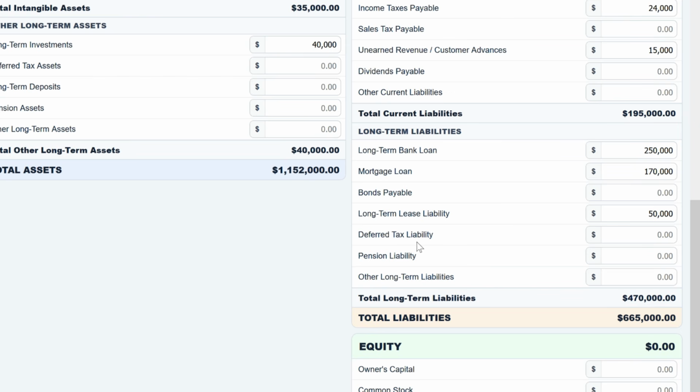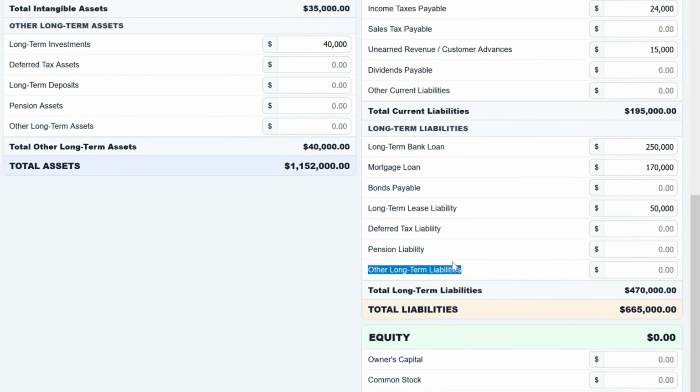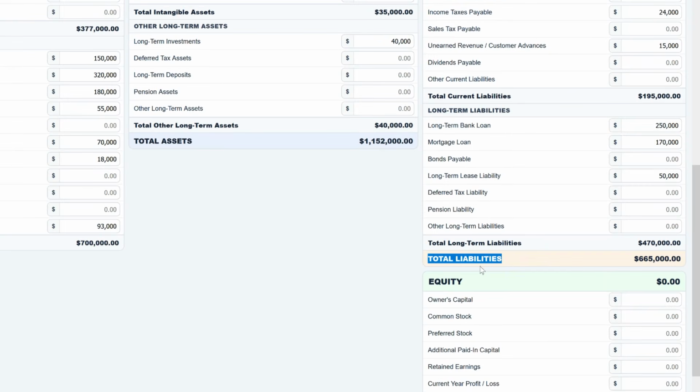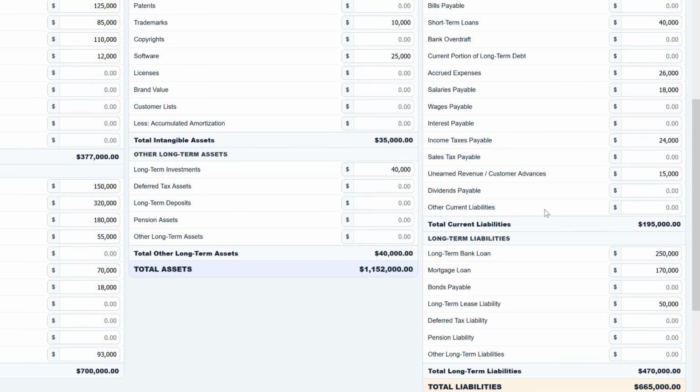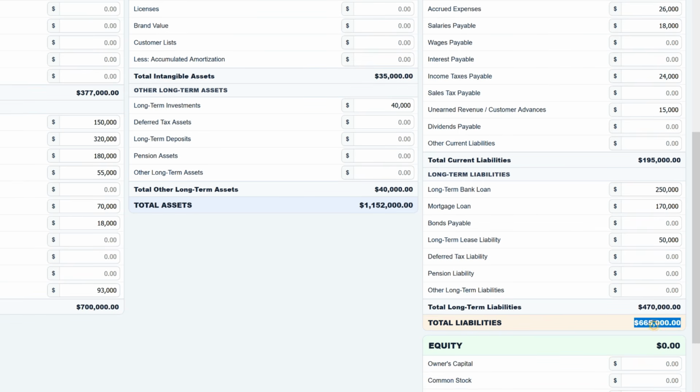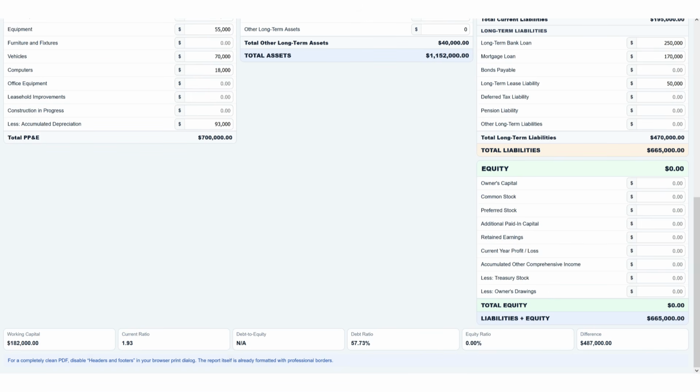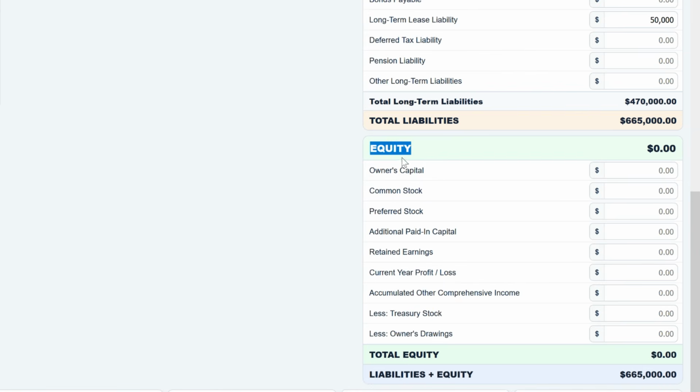Deferred tax liabilities, pension liabilities, bonds payable, and other long-term liabilities currently remain at zero because they are not applicable to this example. When all long-term liabilities are combined, the application automatically calculates total long-term liabilities as $470,000. Adding current liabilities and long-term liabilities together produces total liabilities of $665,000. Now we arrive at the final section of the balance sheet, which is owner's equity.